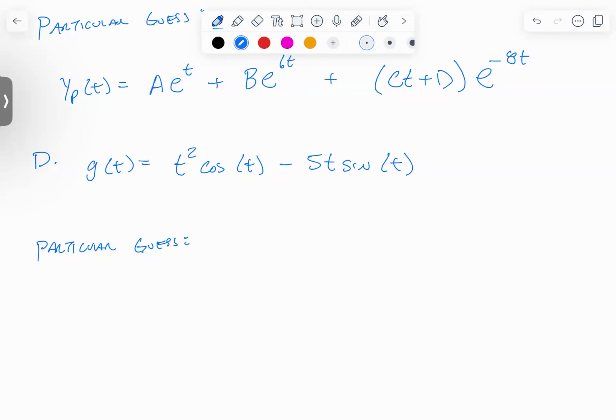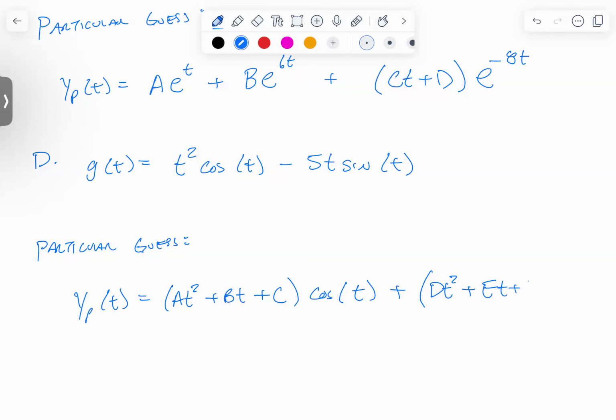Since the angles are the same, that means I already have it in that form. I already have one bigger polynomial. Look at the higher degree, and then we're going to count it down. And since I have the same angle, my particular guess, and this is the one I love speeding up, is a t squared plus bt plus c cosine of t plus dt squared plus et plus f sine of t.